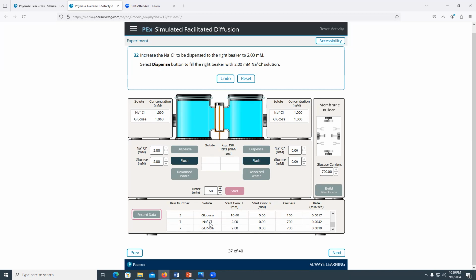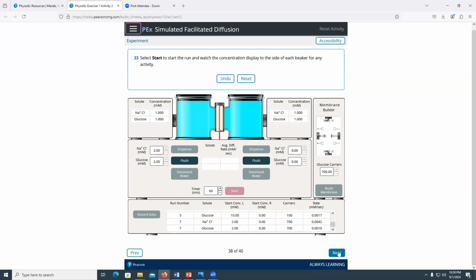when put in the same container with sodium chloride, is still the same as when glucose, you see here, 700 carriers, 2 millimoles of glucose, 0.001. Here, 2 millimoles of glucose, 700 carriers, still 0.001, even though we had sodium chloride in the same solution. So that explains to you that sodium chloride has nothing to do with the rate of transfer, the rate of carrying or transport, or the reaction rate of that facilitating protein.